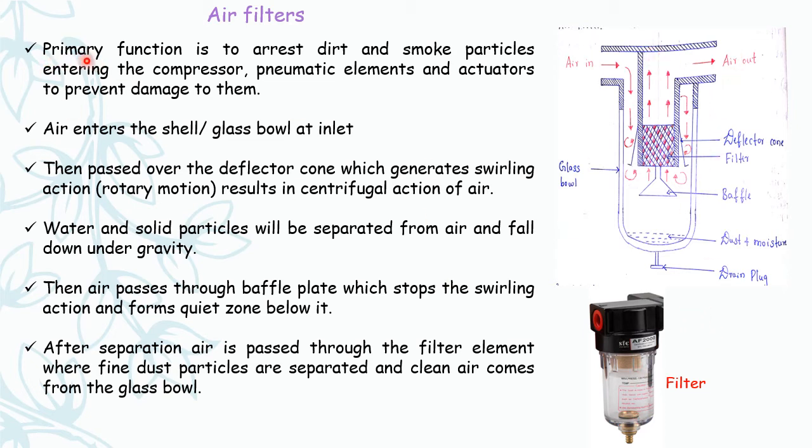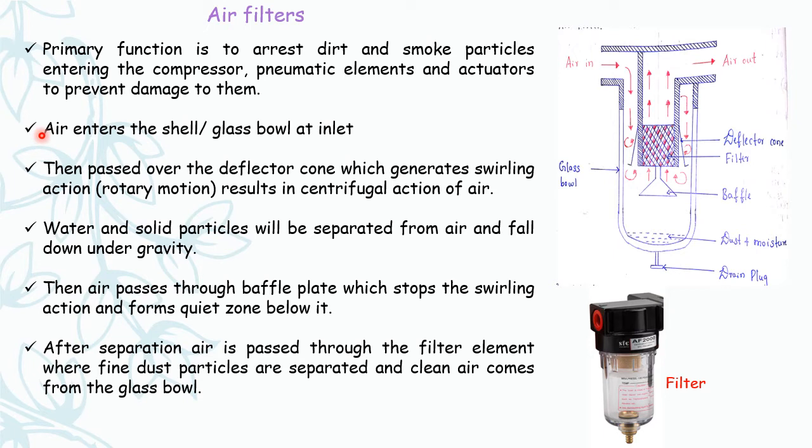So what is the primary function of filter? As you all know, primary function of filter is to arrest dirt and smoke particles which are present in the air before entering the compressor. The same type of filter will be present before the compressor also, and even in the FRL unit. So primary function is to arrest dirt and smoke particles entering the compressor, pneumatic elements and actuators in order to prevent damage to the pneumatic system. So let's see the function of this filter.